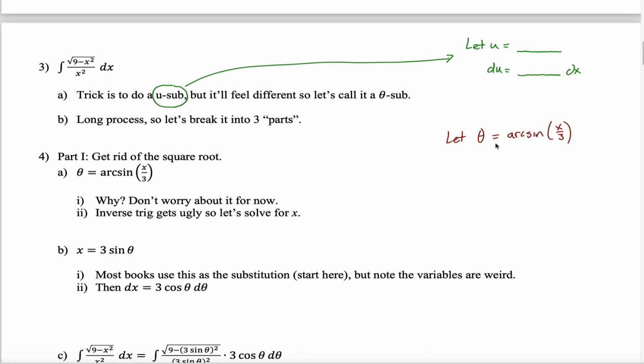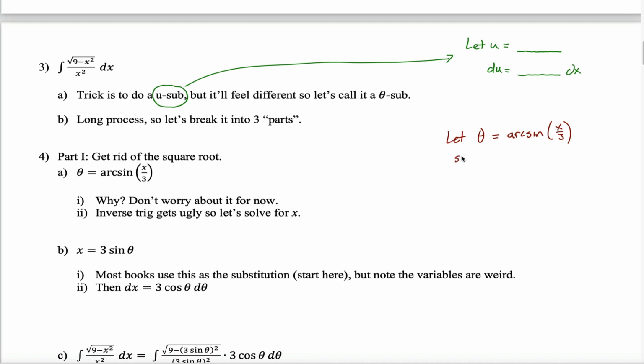At this stage, you probably think we take the derivative of both sides of this equation and come up with d theta over dx is equal to whatever the derivative of arc sine of x over 3 is. And frankly, you could do that, but you don't want to, because the derivative of arc sine of something gets kind of messy, and it'll make the algebra really hard. So even though the substitution that we're doing is letting theta be equal to the arc sine of x over 3, before we take the derivative of both sides, we're going to solve this equation for x.